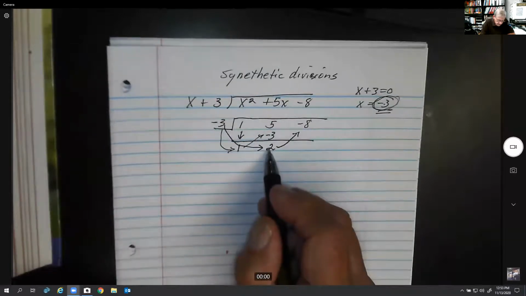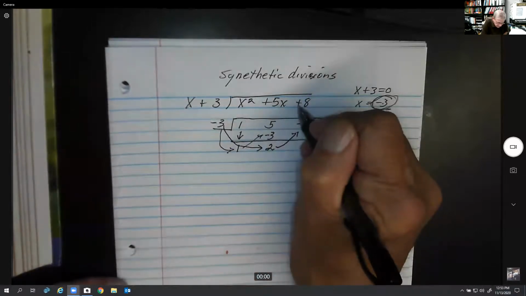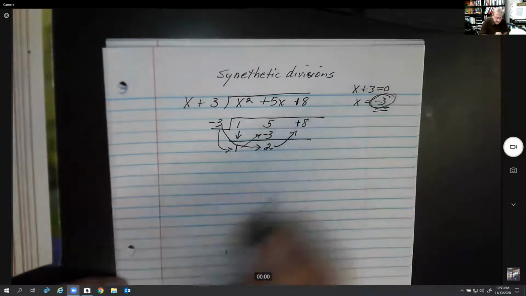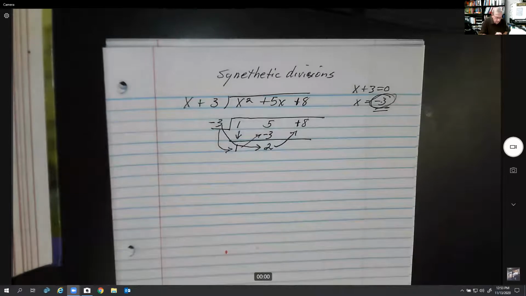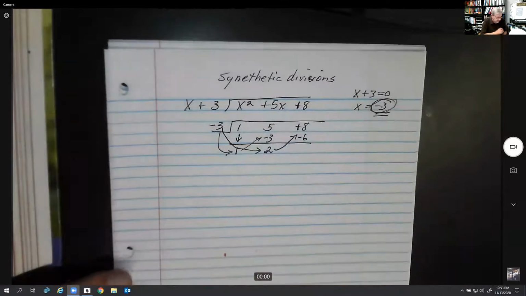-2 times -3 is a -6. This original problem was a +8. I wrote it wrong. This should have been a +8. I copied it wrong. So this is still a -6. I'm going to write it here. But I was wondering why I had got a different answer and I had copied the problem wrong. So very important.